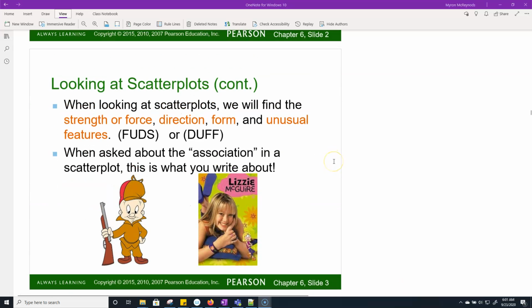So when you're looking at scatterplots, you're going to find four different things about the scatterplots. The strength of the relationship, that's the strength of the association, the direction of the association, the form of the association, and any unusual features. You can remember that by FUDS, like Elmer Fudd, or DUFF, like Hilary Duff. When asked about association in a scatterplot, that's what you should write about.